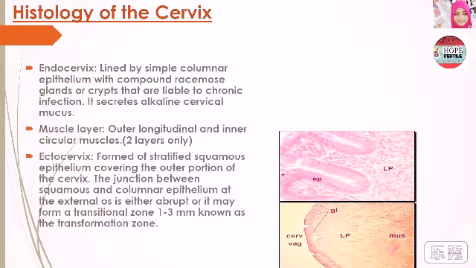Then, when we come to the histology of the cervix: endocervix is lined by simple columnar epithelium with compound racemose glands or crypts that are liable to chronic infection. It secretes alkaline cervical mucus. The muscle layer has outer longitudinal and inner circular muscles, two layers only. And ectocervix is stratified squamous epithelium covering the outer portion of the cervix. The junction between squamous and columnar epithelium at the external os is either abrupt or it may form a transitional zone of 1 to 3 mm known as the transformation zone.